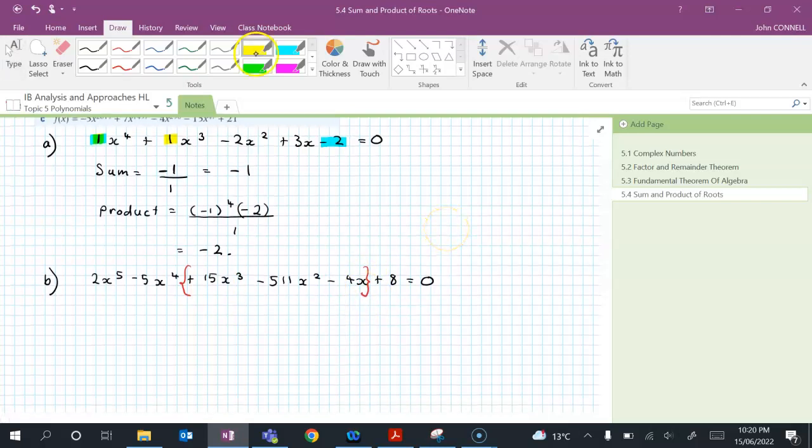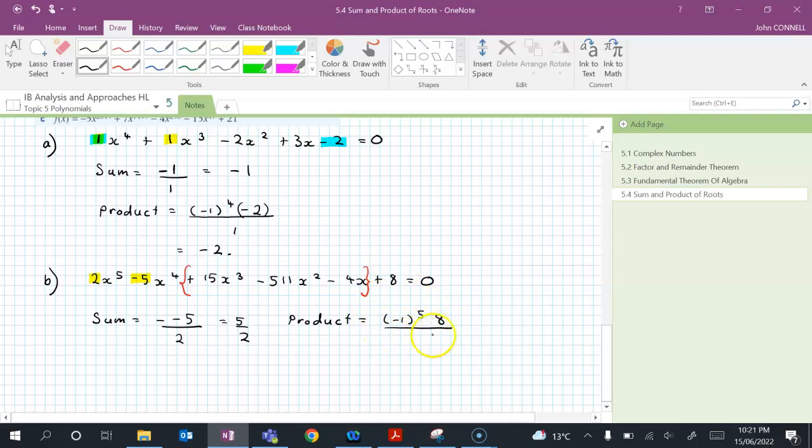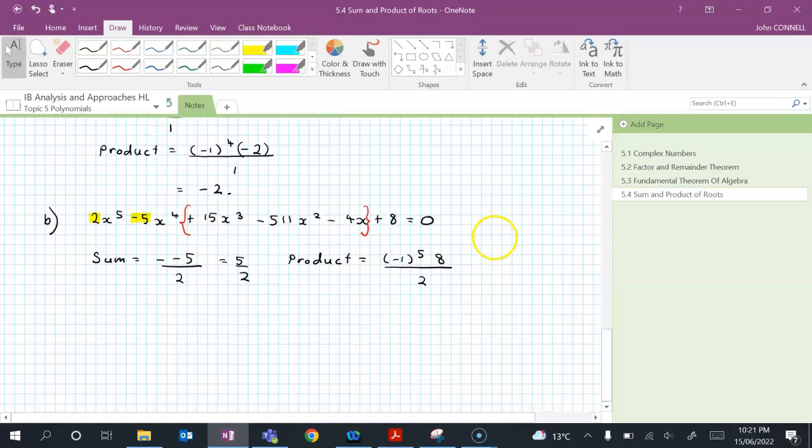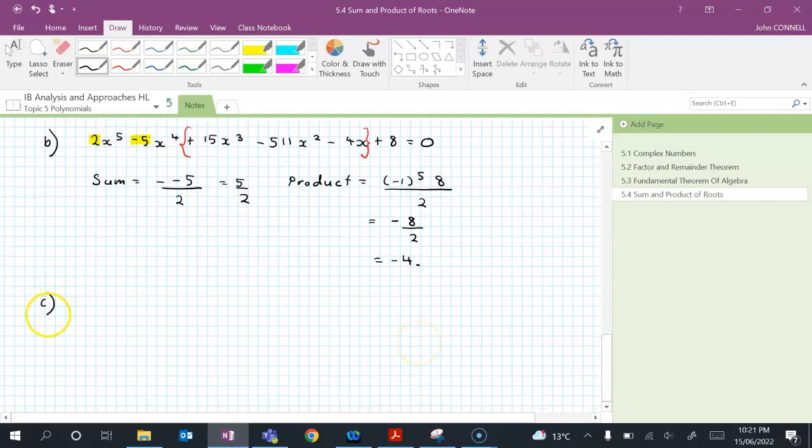Okay, so what are we looking at for the sum? We're looking at this minus 5 and the 2. So the sum will be the negative of negative 5 divided by 2, which is 5 on 2. The product will be minus 1 to the power of 5, the positive 8 there, all over the leading coefficient of 2. Now that minus 1 to the power of 5 is going to be negative, so it's going to be negative 8 on 2, which is negative 4. Okay, and then last one.